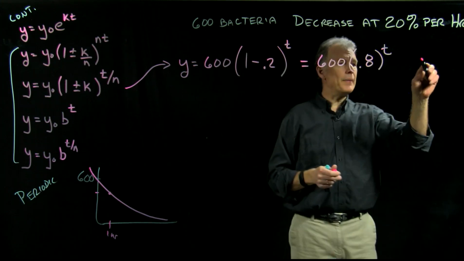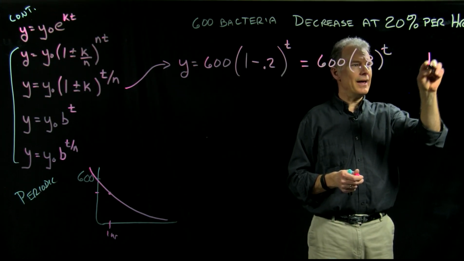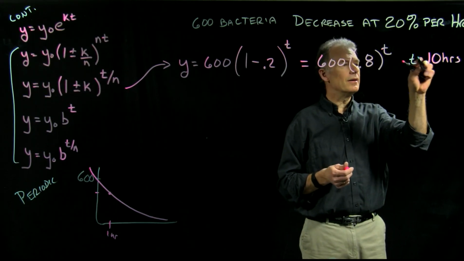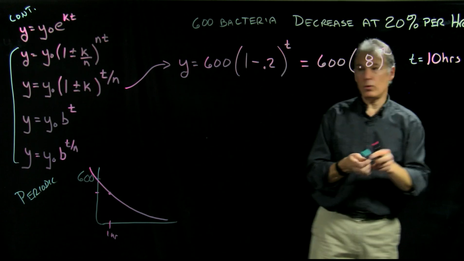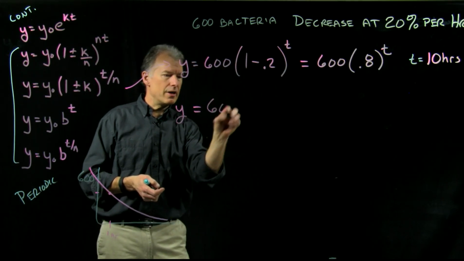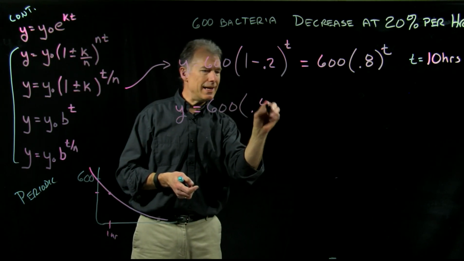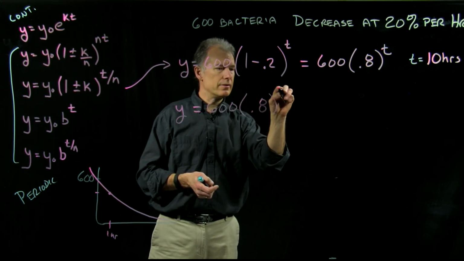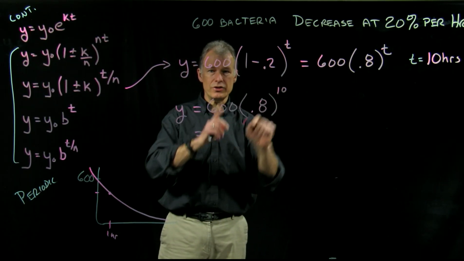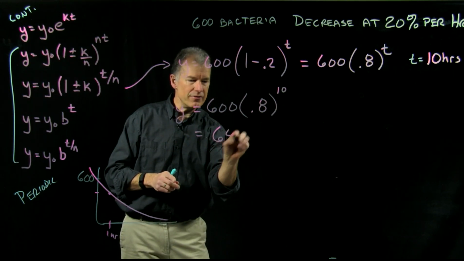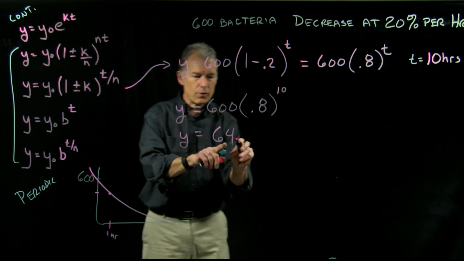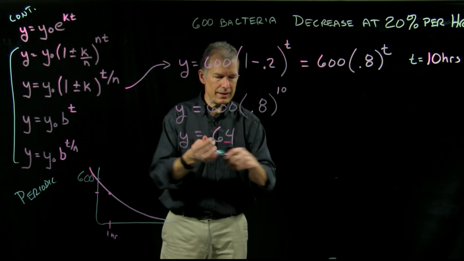So how many will we have at 10 hours? In other words, when t equals 10, how many bacteria will we have left? We just need to plug it right into there. 600 times 0.8 raised to the power of 10. You should be able to put that straight into your calculator and get 64. I rounded to the nearest bacteria, okay? So we're going to have 64 bacteria after 10 hours.